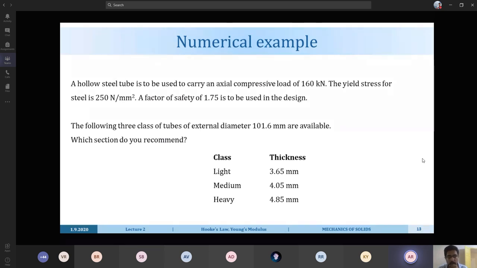From that we can subtract to get the thickness, from the internal radius and external radius. So can you calculate that? Wait a minute, sir.